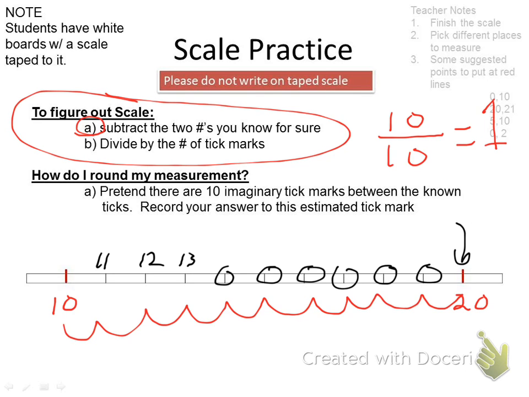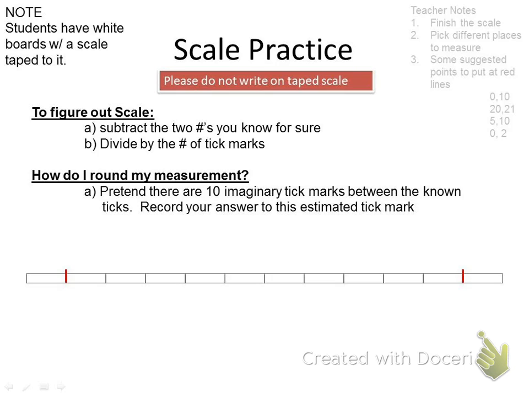Okay. Let's try another one. Let's say you have 5 here and 6 here. What's the scale? Well, let's use the same method. Subtract the two numbers you know for sure. You know you have a 5, you know you have a 6. 6 minus 5 is equal to 1. Then divide by the number of tick marks. There's still 10 tick marks, so I'm going to divide by 10.